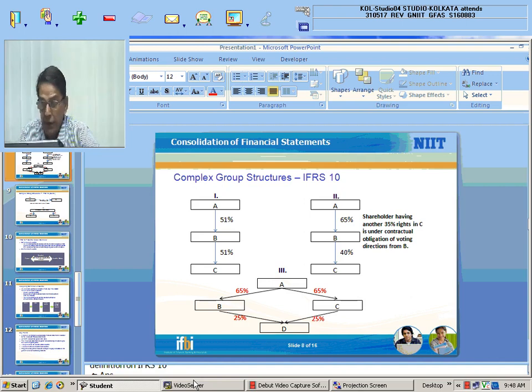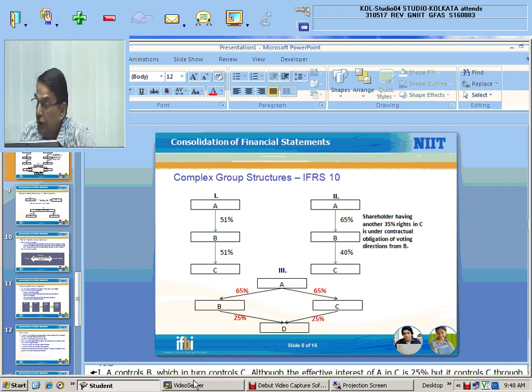So the substance of interest will require an inquiry if A doesn't have an effective control over C through B. As per IFRS 10, then C will be a subsidiary, otherwise not. So basically it is not always important to have a direct 51% or more equity holding in the subsidiary company. What we are interested to know is whether A has an effective control over C through B. If it is there, then as per IFRS 10, C will be a subsidiary. If A doesn't have an effective control over C through B, then C will not be considered a subsidiary.